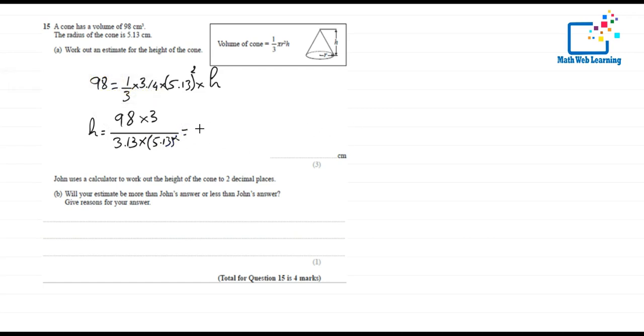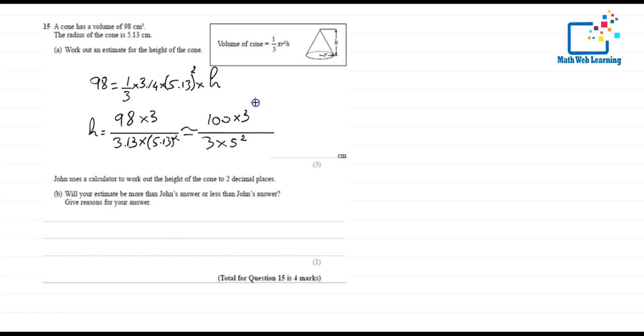Right, now let's estimate. So basically 98 we round to 100. 3 will stay the same, unchanged. Pi, 3.13, we're going to round it to 3. And 5.13, we're going to round it to 5. Of course, it is squared.